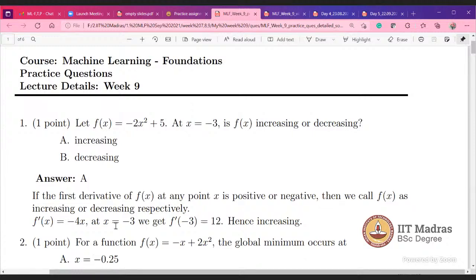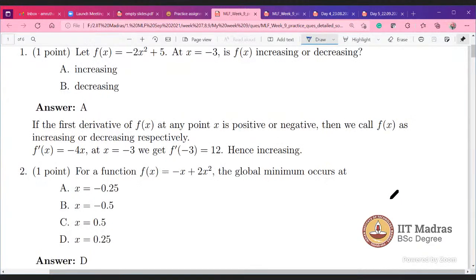F dash of -3 is 12. Here it is -2x square plus 5, so -4x will be your first derivative. When you substitute x equal to -3, it is 12, so it is positive. So it is an increasing function. Okay.